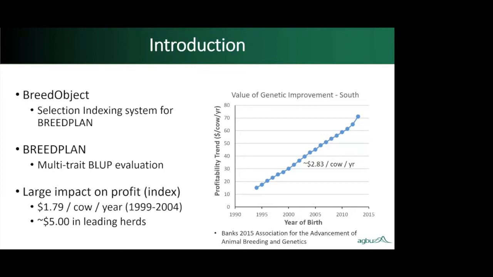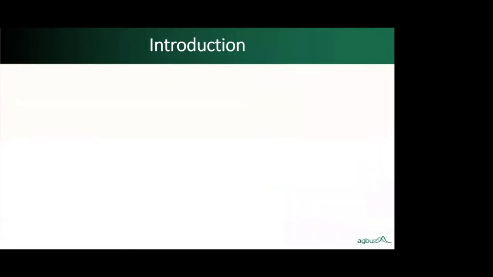A more recent update of these figures indicates that this has improved to $4 per cow per year. In our better herds, they're often doing above $5 per cow per year, and in our very best herds, they're achieving over $8 per cow per year. These figures demonstrate that the BreedPlan Genetic Evaluation System and BreedObject indexes have generated profitability gains for the Australian beef industry. However, change is constant.